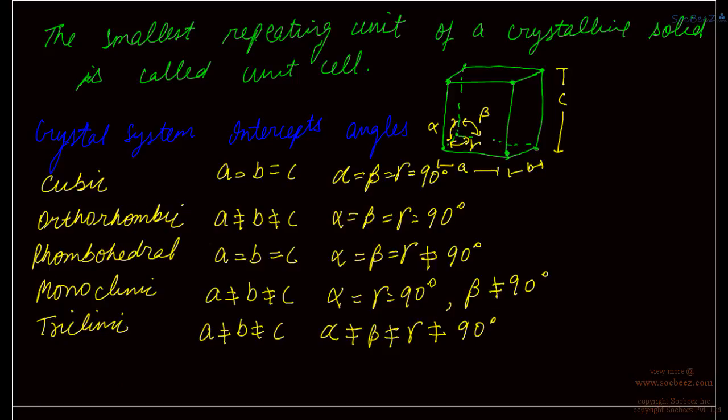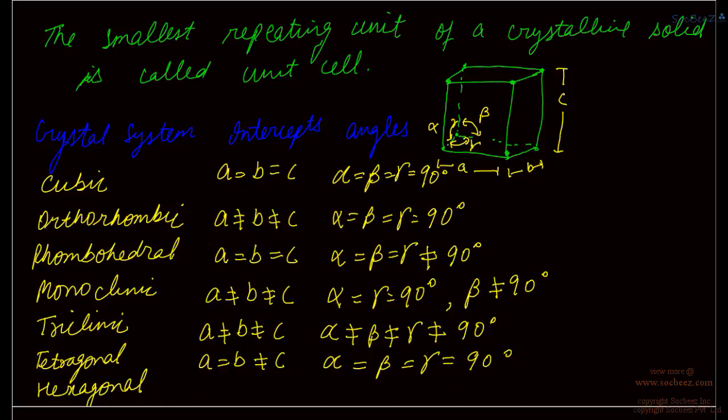Remember the conditions for a structure to be triclinic: A is not equal to B not equal to C, alpha, beta, gamma are all different from each other, and none of them is equal to 90 degrees. Then it's tetragonal: A equals B not equal to C, alpha equals beta equals gamma equals 90 degrees. And the last type is hexagonal: A equals B not equal to C, alpha equals beta equals 90 degrees, gamma equals 120 degrees. So remember this table. One complete question carrying a total of 8 marks has been asked based completely on this table, so please go through it thoroughly.